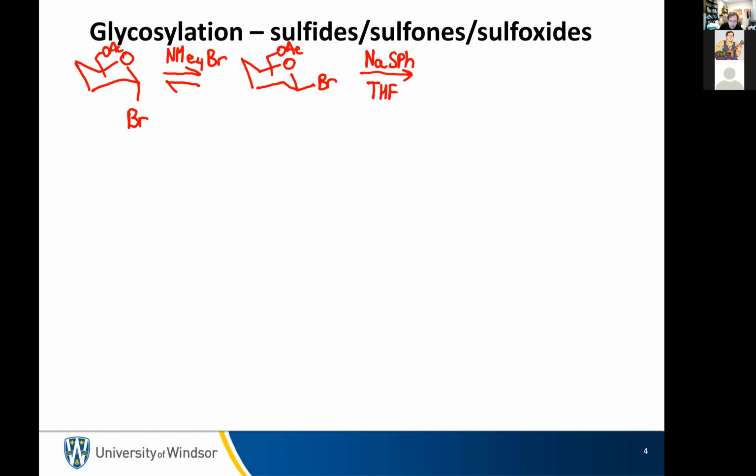Now, we're under basic conditions here. Almost all glycosylations we see are done under acidic conditions. The previous one was done with BF3. The other ones we've seen have all been done with silver salts. Those are all acidic. And here we're under basic conditions. And so the oxocarbenium formation is going to be slow, but you have a really strong nucleophile. So you can do an SN2-like displacement of the bromide with thiophenol. In this case, you're going to get the alpha thiophenol.